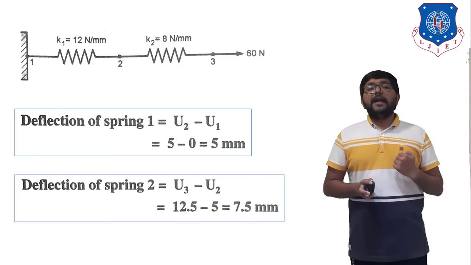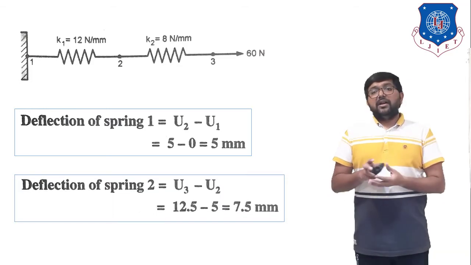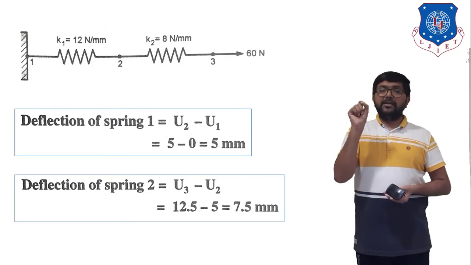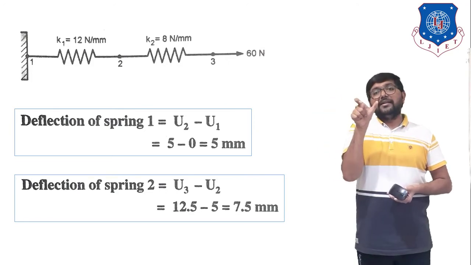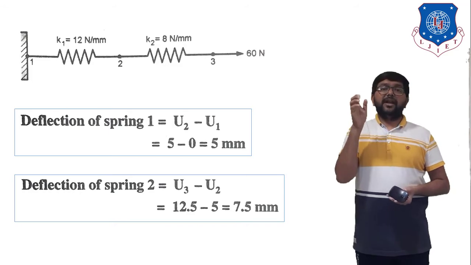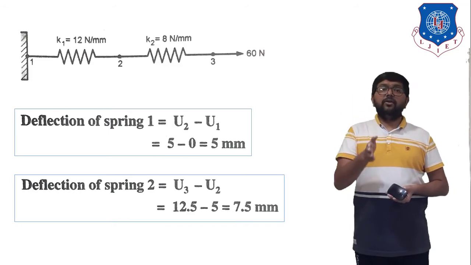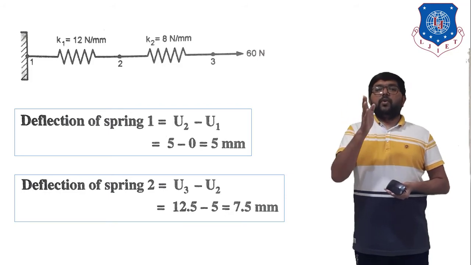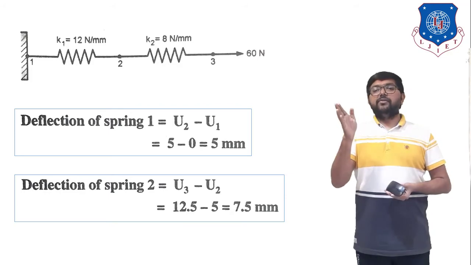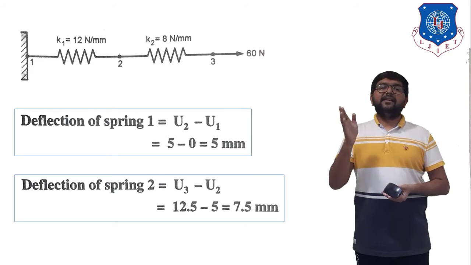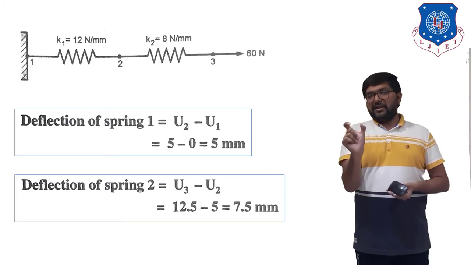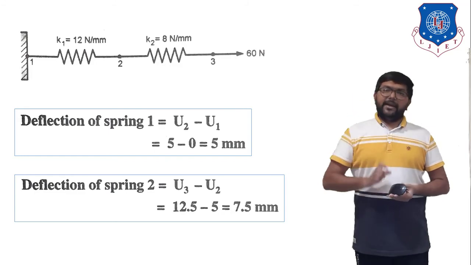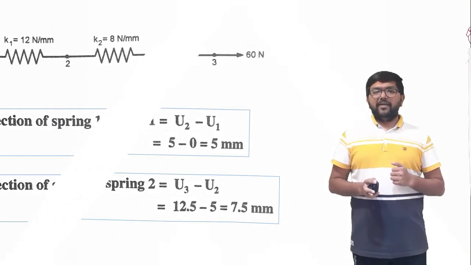Now the deflection of spring 2. We already found the value of u3, that is 12.5, but that is the addition of u1 plus u2. That's why we have to subtract the value of u2 from u3. So u3 minus u2 is equal to 12.5 minus 5, which is 7.5 mm. That is the deflection of the second spring, and 5 mm is the deflection of the first spring. Okay, so that is the deflection.